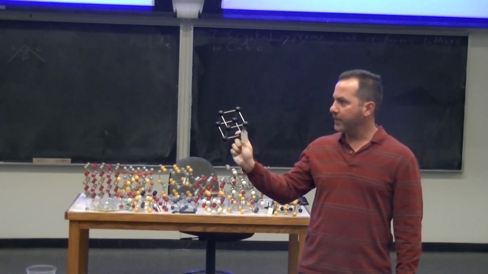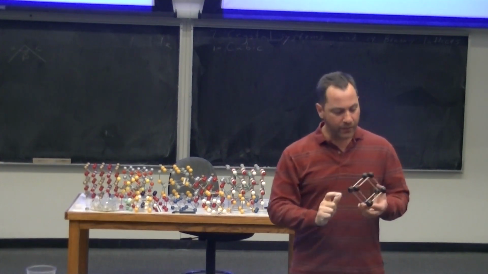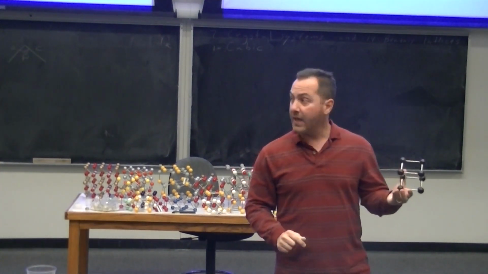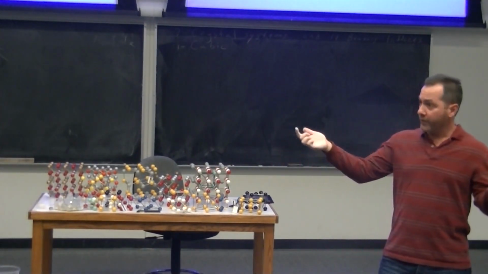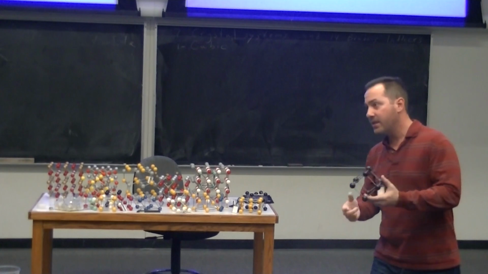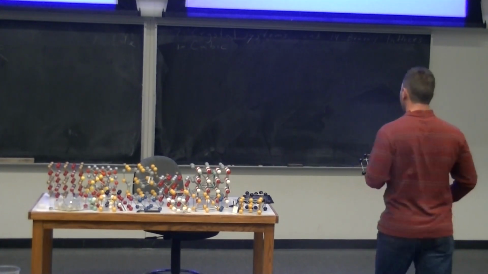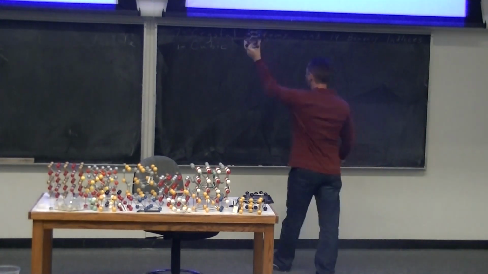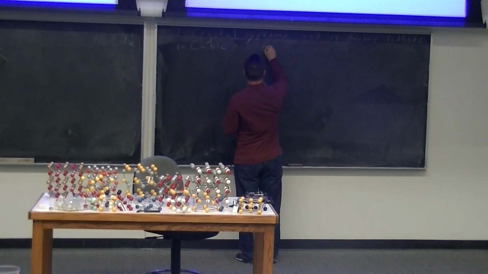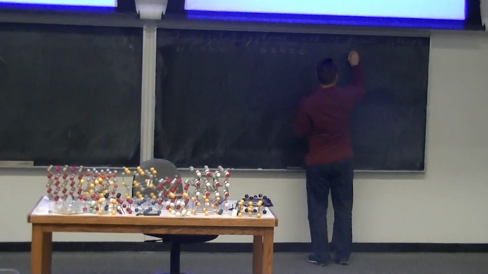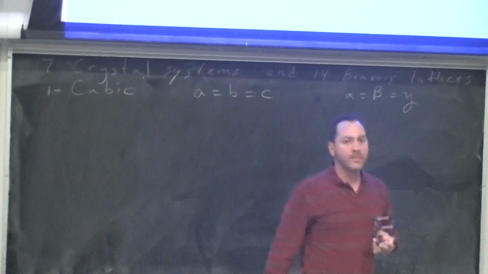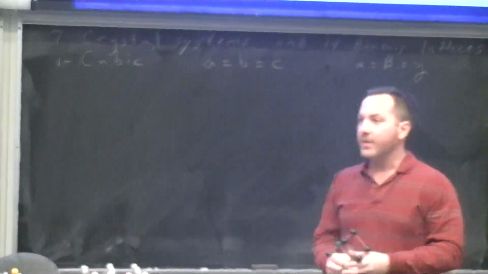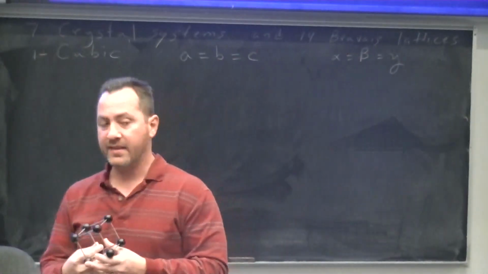A is equal to B and equal to C. What can you tell me about alpha, beta, and gamma? They are all 90 degrees, and fundamentally and consequentially, they are all equal as well, right? So for a cubic crystal system, A must be equal to B, must be equal to C, and alpha needs to be equal to beta, needs to be equal to gamma. And that's the only way for a cubic system. It's the simplest system.